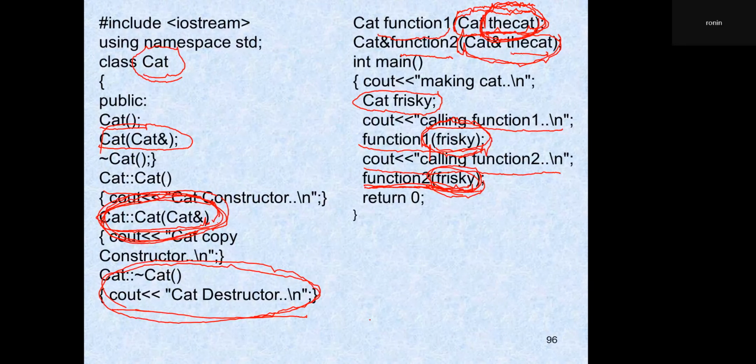Oh, look here. Function one's return type is a tag. That means when you return an object, it will call a copy constructor. It will call a copy constructor again.